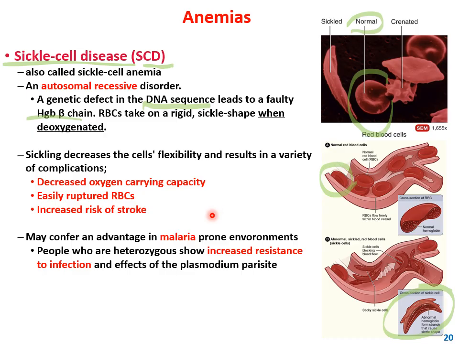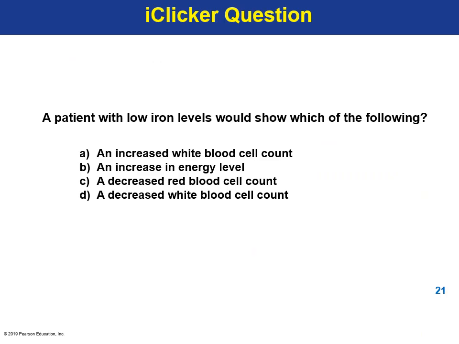Now, the whole thing about sickle cell anemia is not all bad. If you're heterozygous, meaning one good allele and one bad allele, and you live in certain areas of the world that are prone to malaria, then being heterozygous for sickle cell anemia is actually protective against the malaria parasite. That's another interesting thing, but not really relevant here.